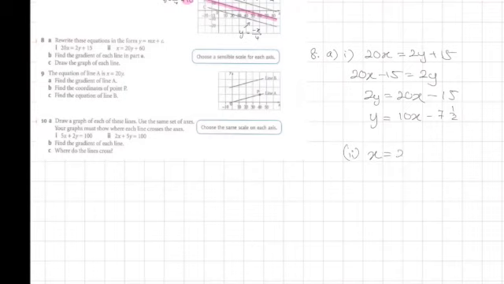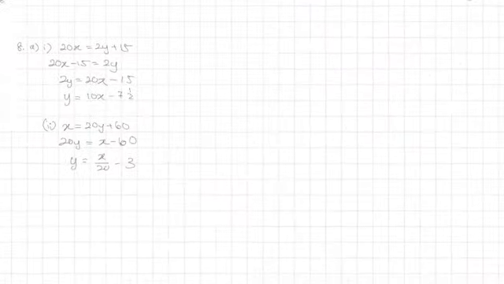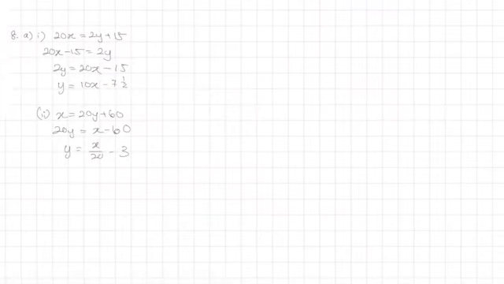x equals 20y plus 60. 20y is equal to x minus 60. y is equal to x over 20 minus 60 divided by 20, which is 3. Then draw the graph of each line. Okay, so great. Let's just draw it.